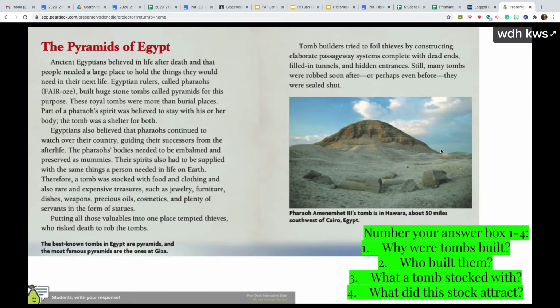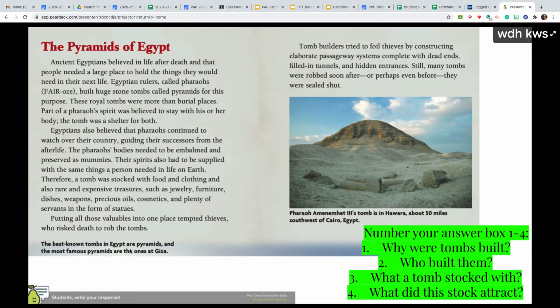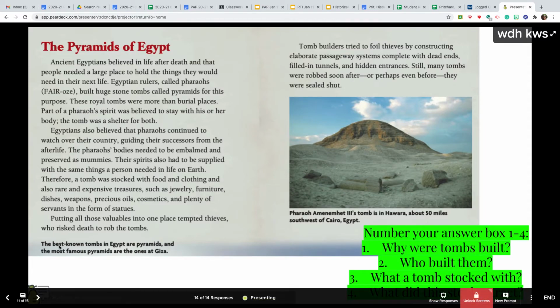Okay, what did all of this stuff attract? Robbers, I didn't write robbers down. Thieves that attempted to steal their stuff. Yep, thieves that would break in to these tombs with dead bodies and steal all of the precious things that were in there.